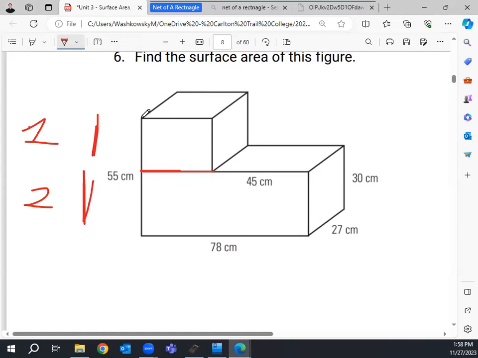Now, how can I figure out the length of this line right here? The whole line that I'm going to highlight here in yellow, this whole line is 55, right? To figure out this line here, I need to take away this part, so I need to know how long that part is. That was 30. So all I have to do is take 55 minus 30, and I'm going to figure out what that is, which is 25.